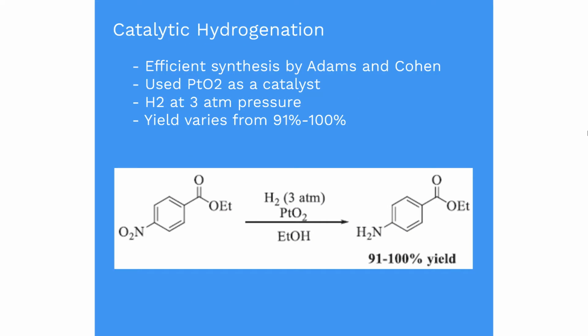This is a catalytic hydrogenation synthesis by Adams and Cohen using platinum oxide as a catalyst as well as hydrogen gas under 3 atmospheric pressure. The yield varied from 91% to 100%.